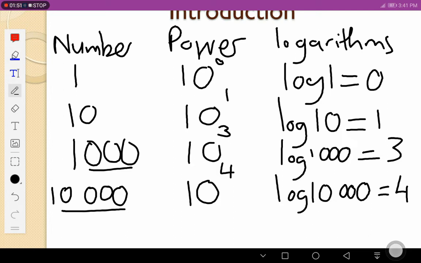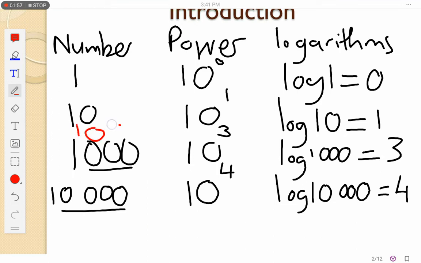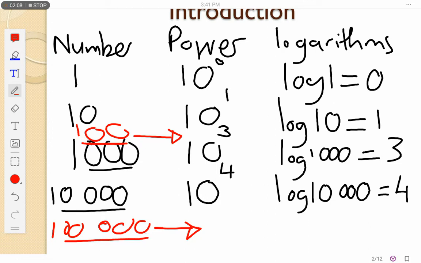So you can even try, I left out 100. You can even try that 100. You can also try 100,000. Just take note of the zeros there. That's how you do the number, power, logarithm. Okay, let's continue.